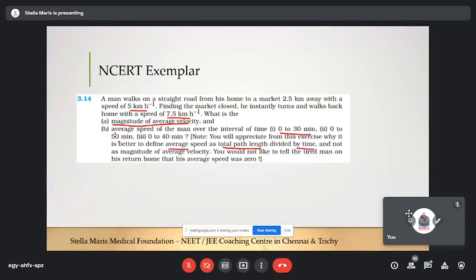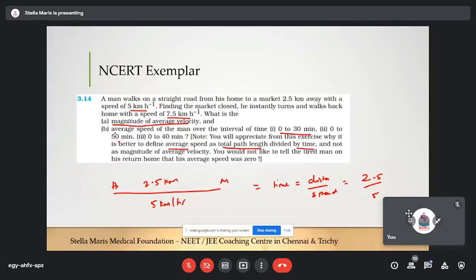Okay. So a man walks on a straight road from his home to a market 2.5 kilometer away with a speed of 5 kilometer per hour. So what will be the 0 to 30 minutes? First we'll just do that. So man walks 2.5 kilometer to his market from his home. Let's say this is home H to market, that is 2.5 kilometer away, and he travels at a speed of 5 kilometer per hour. So we can find the time, that is speed is equal to distance by time. Time is equal to distance by speed.